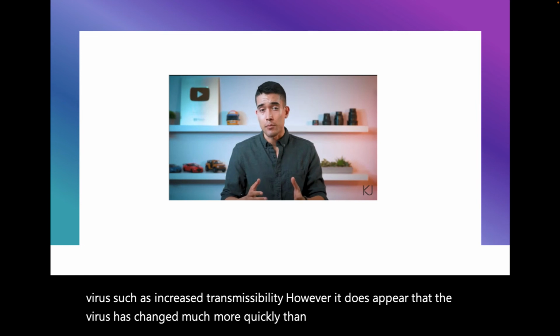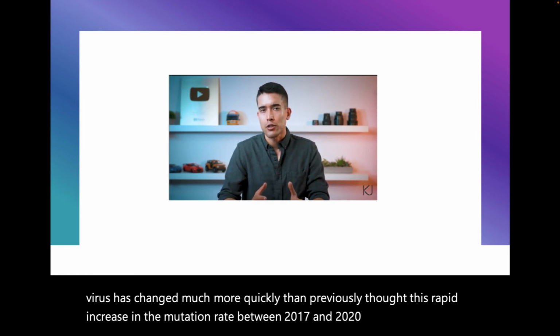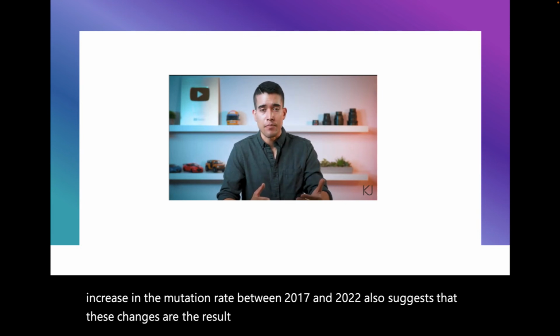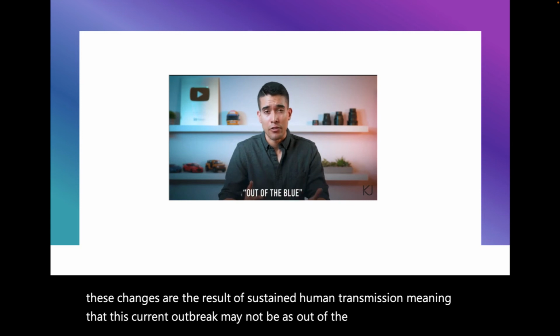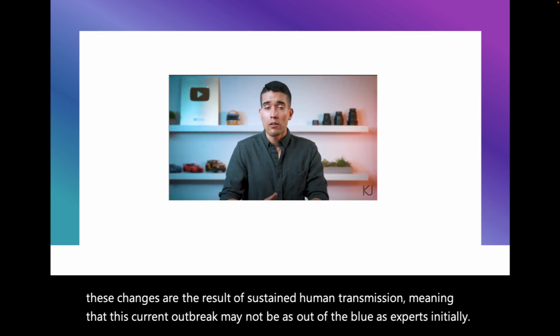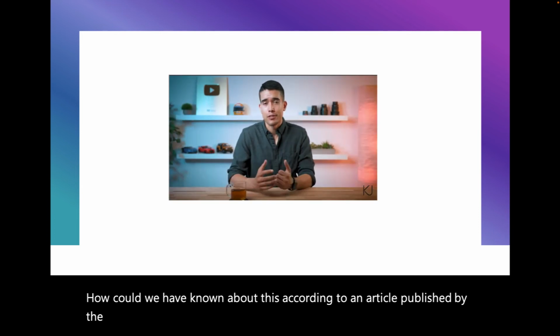This rapid increase in the mutation rate between 2017 and 2022 also suggests that these changes are the result of sustained human transmission, meaning that this current outbreak may not be as out of the blue as experts initially were thinking. But how could we have known about this? Well, according to an article published by The Atlantic, the warning signs were there. We just chose to ignore them.